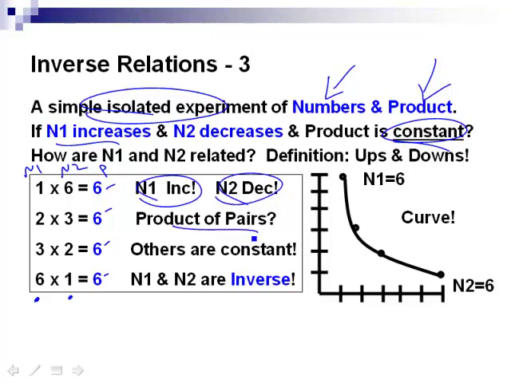Let's look at the products. Well, that's pretty obvious here. The product of the investigated pairs always gives us what? 6. All others are held constant, so it sure looks like N1 and N2 are inversely related. Okay, now let's plot the points.